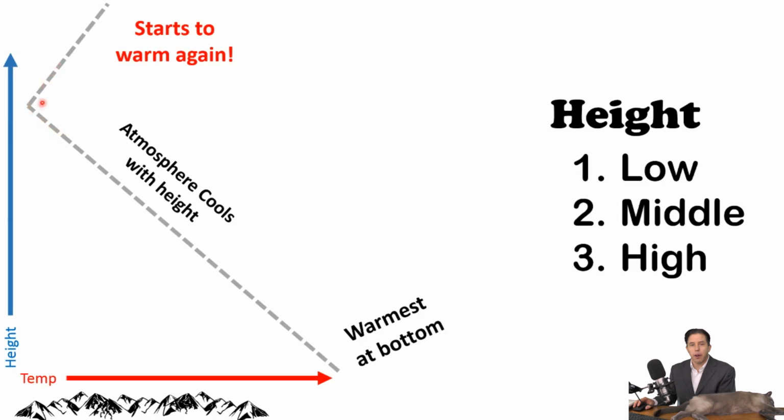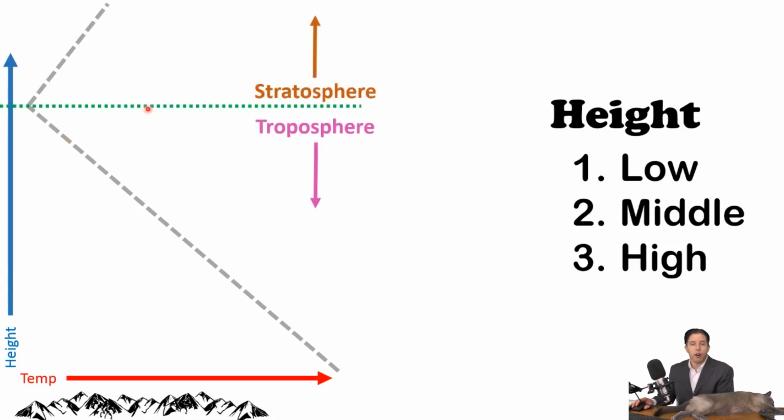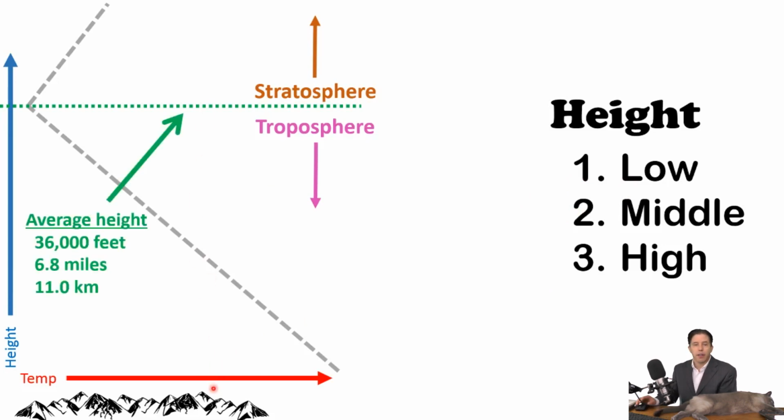But this little corner right here, the transition from when it gets colder with height to where it gets warmer with height, that forms a natural boundary between two layers in the atmosphere. All the air below that point is called the troposphere, and all the air above that point is called the stratosphere. It turns out that all the clouds we see are in the troposphere. All the weather happens in the troposphere. Not much happens in the stratosphere. So when we talk about low, middle, and high clouds, what we're talking about is where in here do the clouds occur.